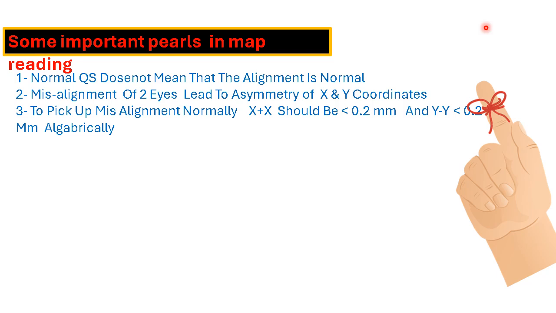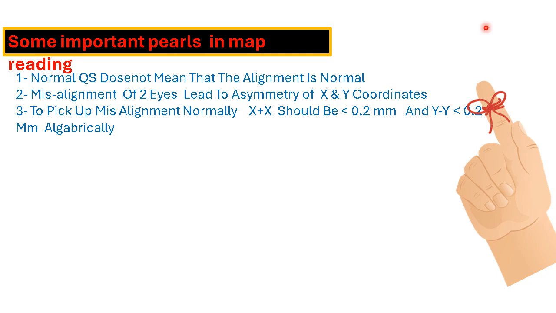However, this doesn't mean that your patient has a good alignment. So even if you find the quality specification is okay, this doesn't mean that it is okay, because even if the patient has poor alignment, it will give you an okay sign, and at that time you will interpret the data wrongly if you don't know that there are variations of the angle kappa and the patient is not well aligned. The alignment of the patient should be determined by comparing the two eyes, comparing the X and Y coordinates of the two eyes.